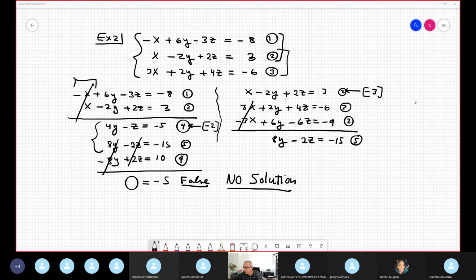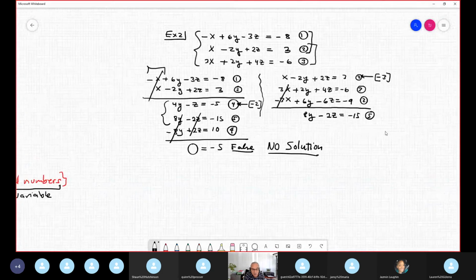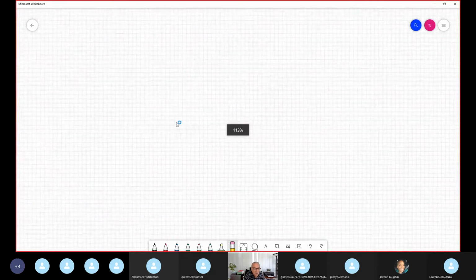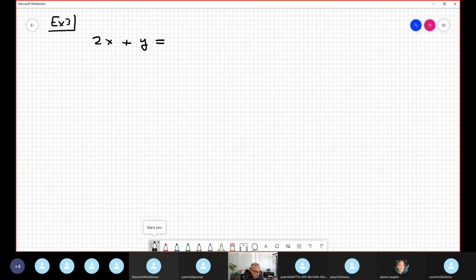Let me try one example of infinitely many solutions in 3D. Suppose this is example 3 of the 3D. Okay, I want to erase the board, because I need the space. Erase everything, guys. I erase even the PowerPoint. Suppose this is example 3: 2x plus y equals -3. This is equation 1.